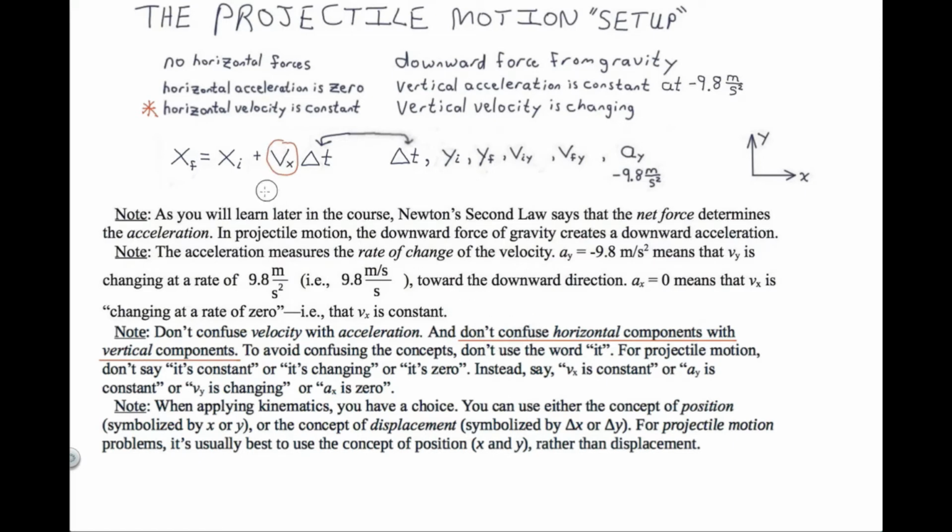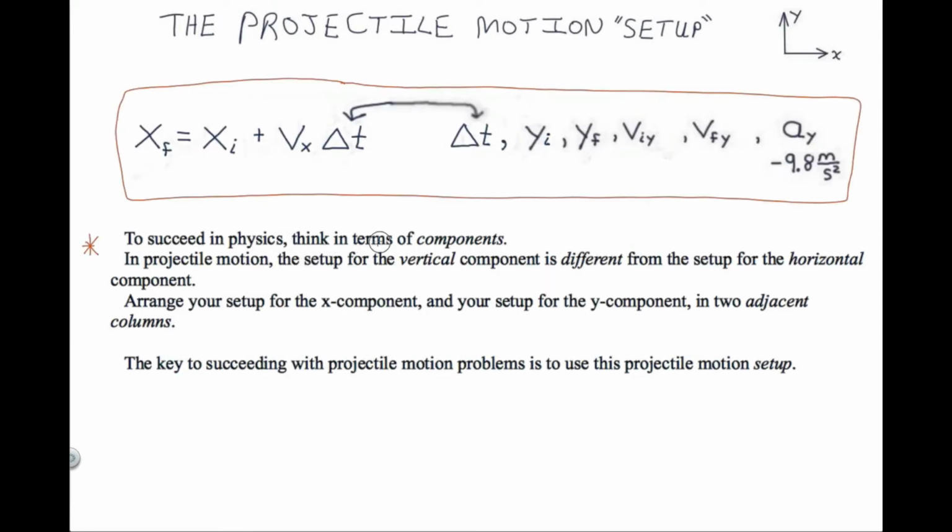Don't confuse the horizontal velocity, which is constant, with the vertical velocity, which is changing. Think in terms of components. In projectile motion, the setup for the vertical component is different from the setup for the horizontal component. The setup for the horizontal component is to write down this kinematics equation. In contrast, the setup for the vertical component is to list these 6 kinematics variables.